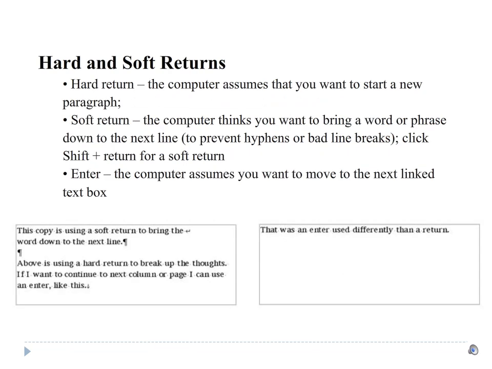Hard and soft returns are also something to keep in mind when formatting text. With a hard return, the computer assumes that you want to start a new paragraph. With a soft return, the computer thinks you want to bring a word or phrase down to the next line to prevent hyphens or bad line breaks. Click Shift plus Return for a soft return. With Enter, the computer assumes you want to move to the next linked text box, so it is important to choose the right one.